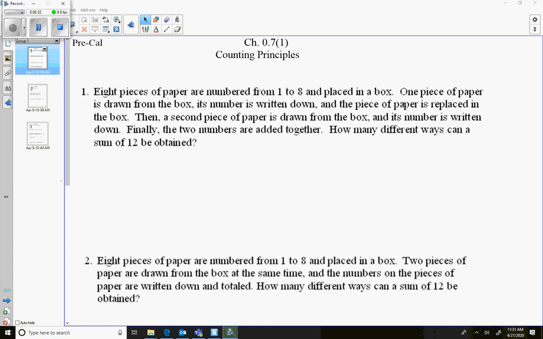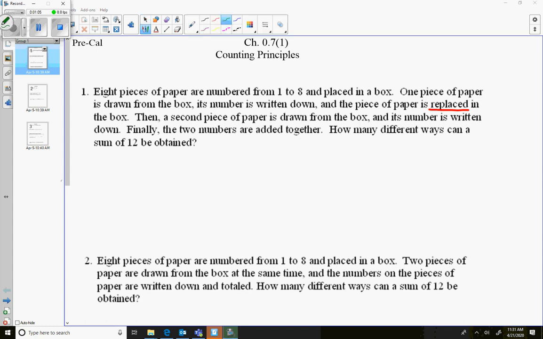So number one, 8 pieces of paper are numbered from 1 to 8 and placed in a box. One piece of paper is drawn from the box, its number is written down, and the piece of paper is replaced, keyword, in the box. Then a second piece of paper is drawn from the box, and its number is written down. Finally, the two numbers are added together. How many different ways can a sum of 12 be obtained?